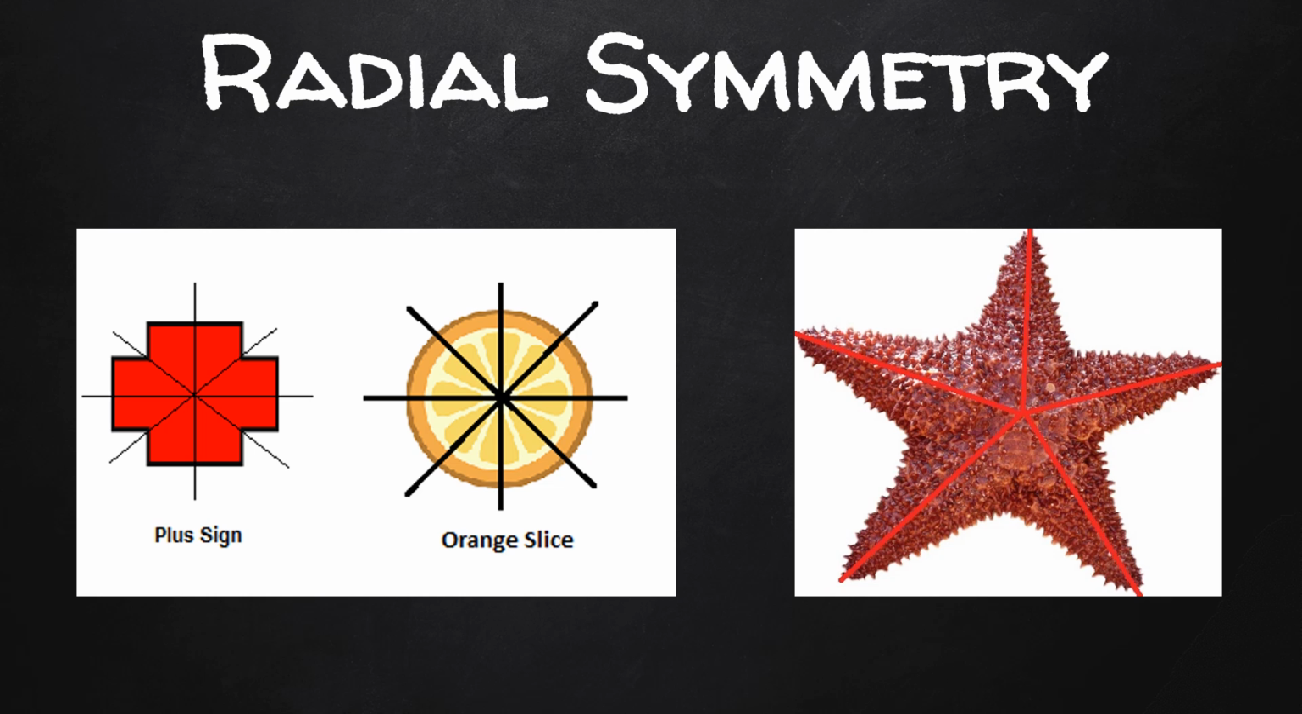Animals with radial symmetry have a top and bottom. They have no front or back, and no body parts are organized around an axis, meaning if you cut their body in half in any direction, you get two equal halves. A starfish has radial symmetry.